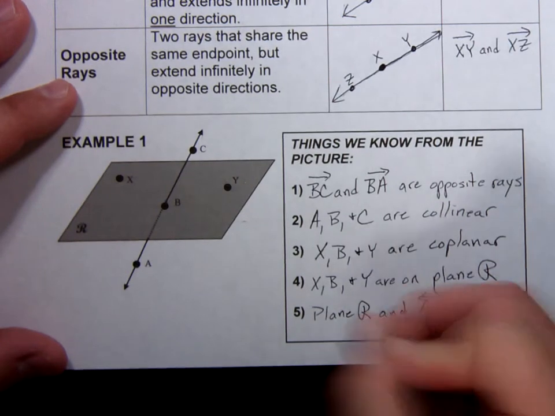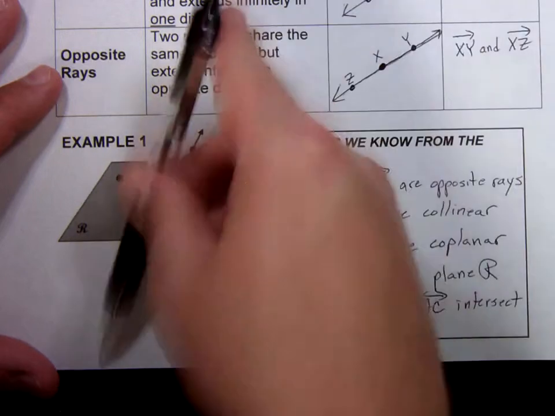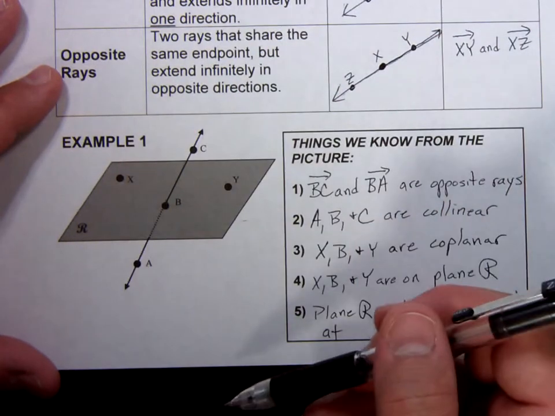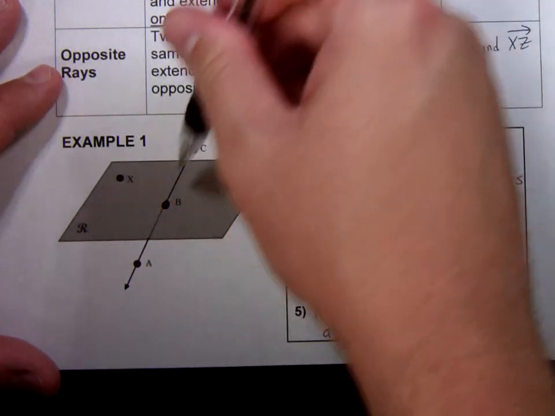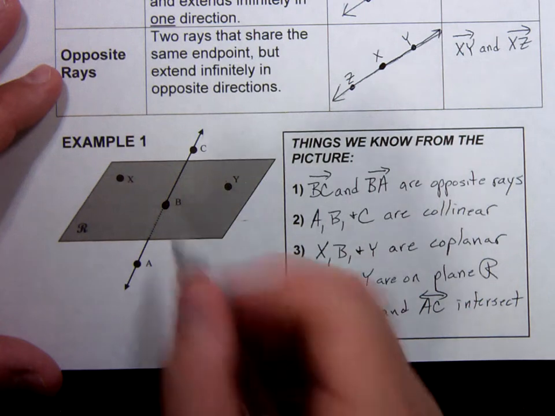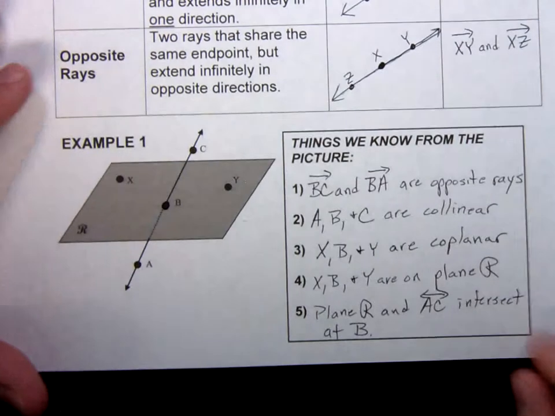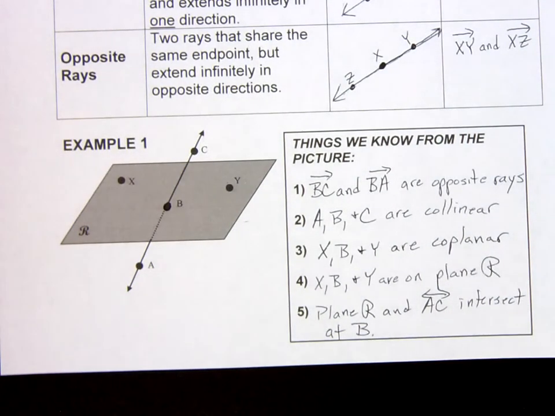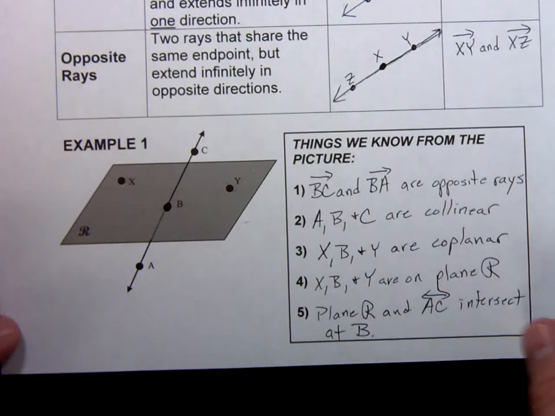intersect at what? Think about taking a piece of paper and shoving a pencil down through it. Where's the point where it intersects? Right here. Point B is where that pencil is going to break through the paper to go down through the paper. So it's intersecting the plane at point B. So plane R and line AC intersect at point B. So those are 5 things I can get from this picture. And again, those are not the only 5 things. You can come up with other possibilities.